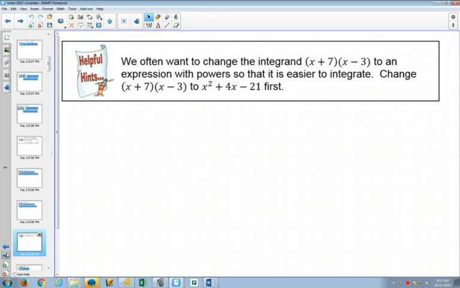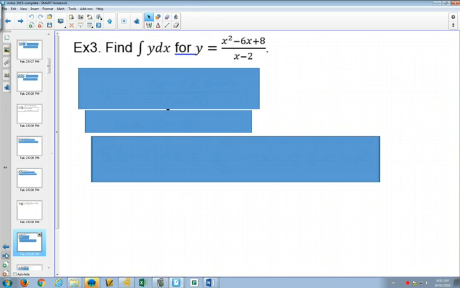Part of the process of integration will be how do we change what we're looking for so that it matches something that we can do the integral of. So for this one, again, you might be tempted to use the quotient rule, but that's differentiation. You want to find the integral.